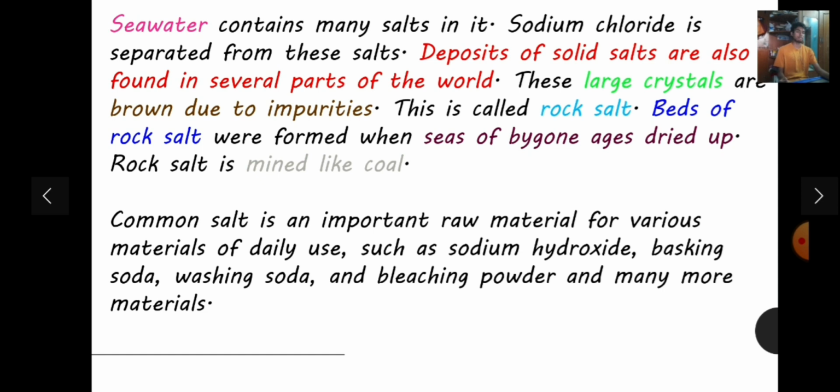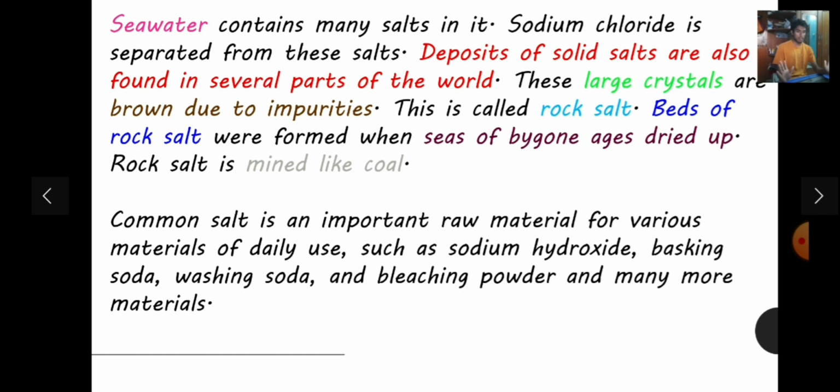We also sometimes get a solid form of salt, which is a crystallized form of the salt. These large crystals are brown due to impurities. As I said, these salts contain some impurities like sand, rocks, pebbles, etc. So this is called rock salt. Beds of rock salt were formed when seas of bygone ages dried up. Before the formation of land, this earth was completely a big single water body.